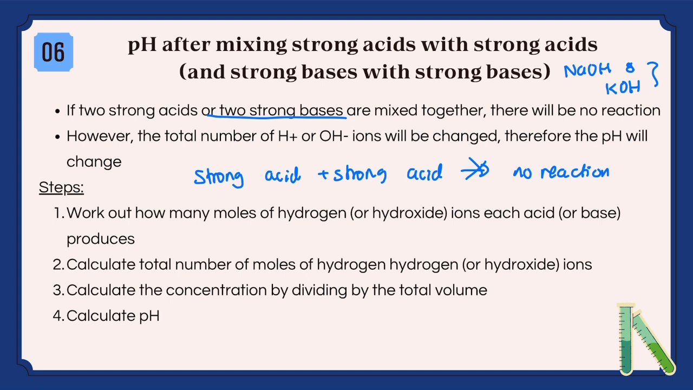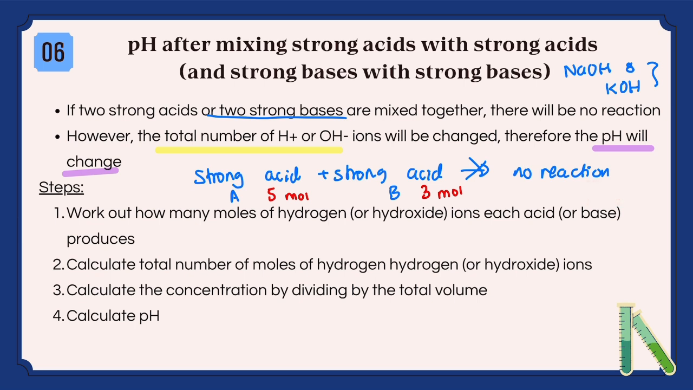There is no reaction. However, the total number of hydrogen ions or hydroxide ions will change, and therefore the pH of the solution is going to change. So for example, if we mix strong acid A with strong acid B, strong acid A might produce 5 moles of hydrogen ions, and strong acid B might produce 3 moles of hydrogen ions. And so as you can see, in the end, even though there's been no reaction, the number of moles of hydrogen ions has changed, and therefore the pH is going to change too.